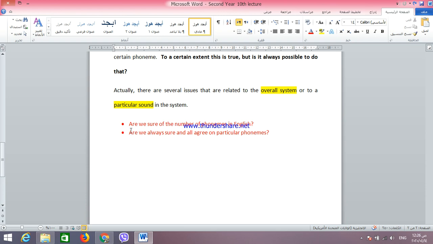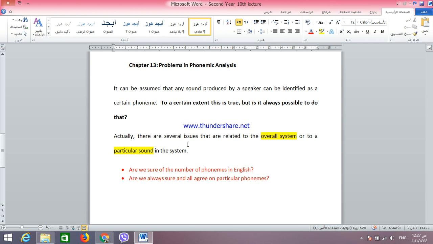So two questions may be raised here. Are we always sure of the number of phonemes in English? This is related to the overall system. Are we always sure and all agree on particular phonemes? That is, particular sounds. Do we have that one-to-one relationship between a sound and a phoneme? This is going to be the topic of the next lecture.